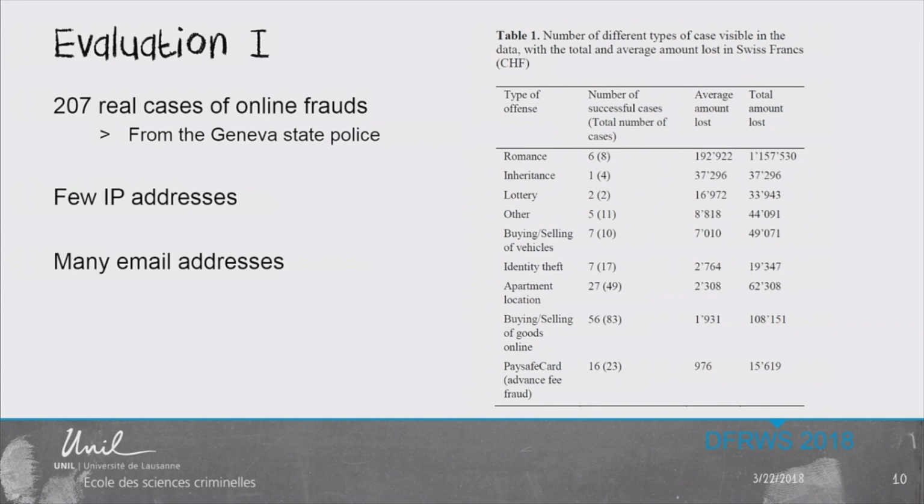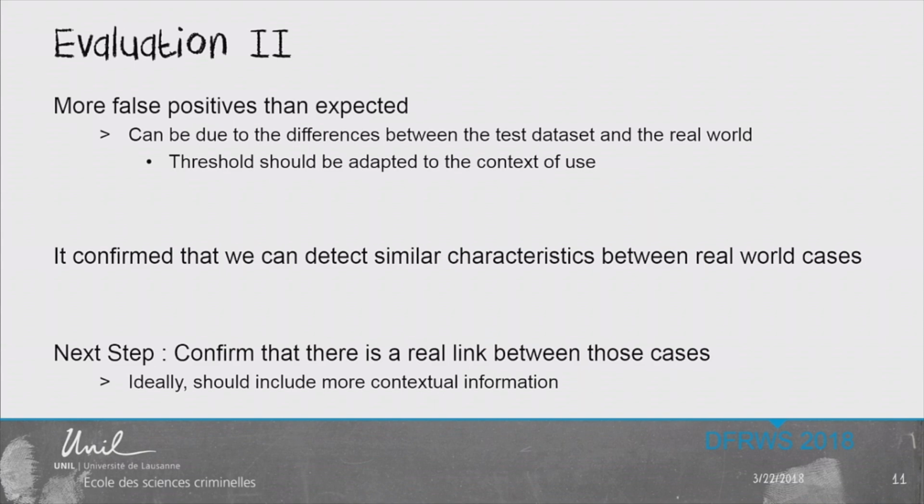But in those data, we didn't have many IP addresses, but a lot of email addresses. So we were only able to test the methods on email addresses. When we computed the similarity between the email addresses, we had a lot of false positives. This difference can be explained by the fact that the test data set we created does not perfectly fit reality. So there is a little discrepancy, but we tried to adjust the threshold a little bit, and it worked well. And what it confirmed is that in real cases, there are some similarities between email addresses. There is a match.